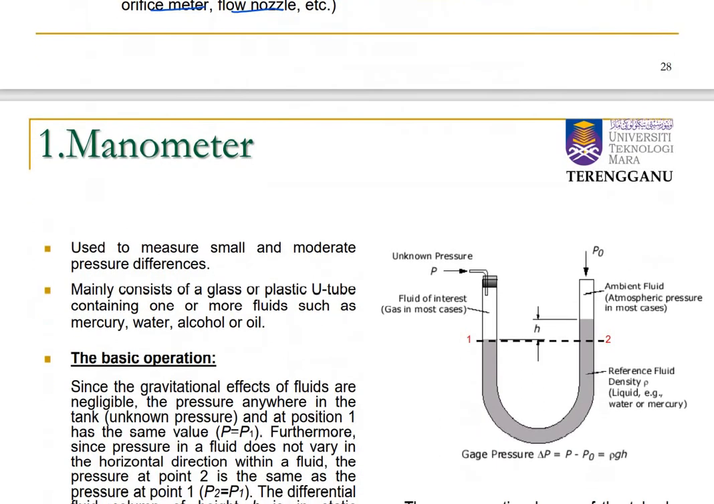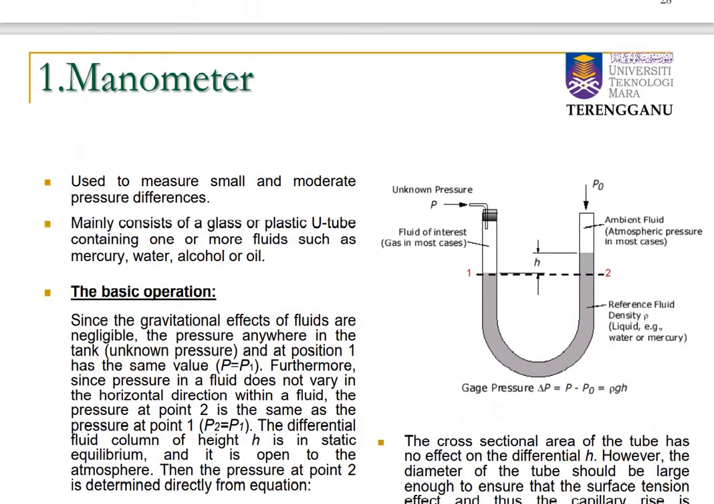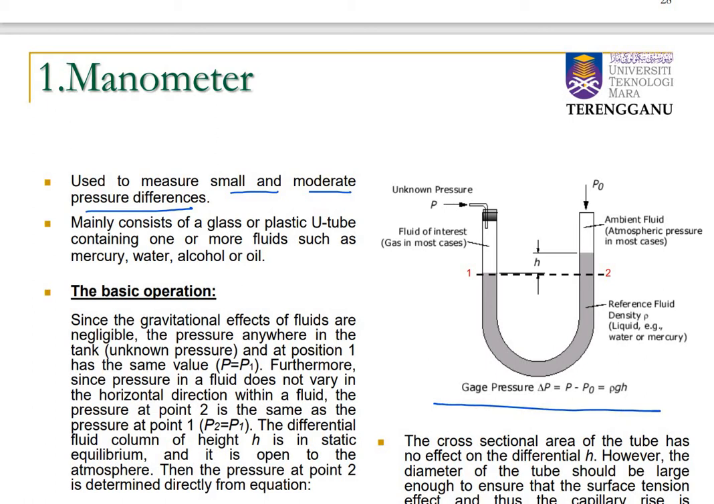Okay, now we move to the first type of pressure measuring device, which is the manometer. The manometer is used to measure small and moderate pressure differences. The manometer consists of a glass or plastic U-tube, like in this figure. It contains one or more fluids such as mercury, water, alcohol or oil inside this U-tube.